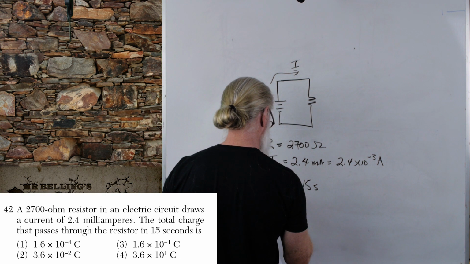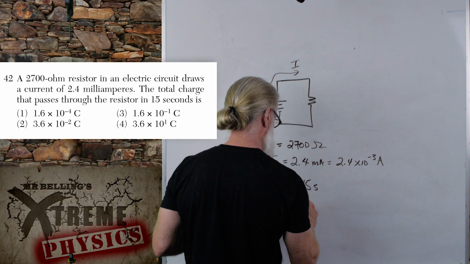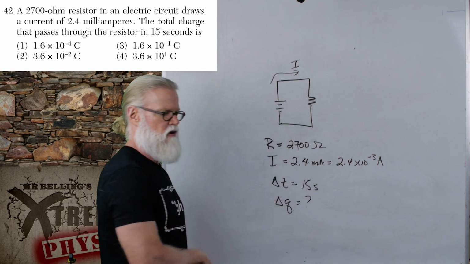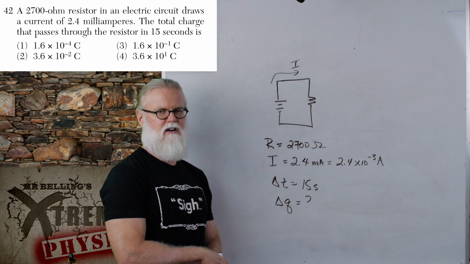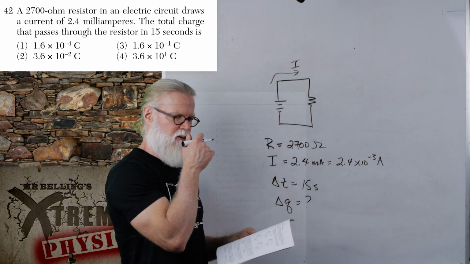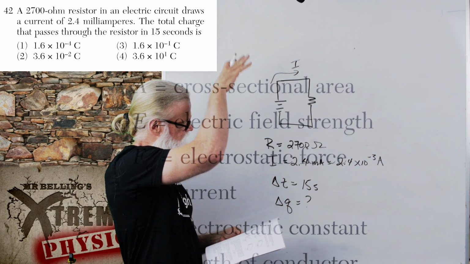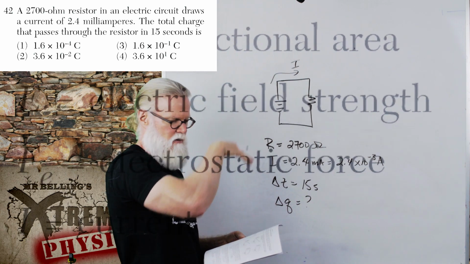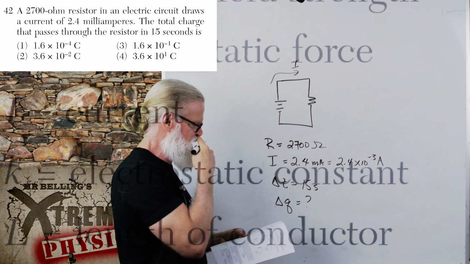What's the total charge that passes by? They use a delta in there for passing by. Delta Q. So we need to know Q is our charge. Keep in mind on your Regents reference table, they have all the symbols there. If you forget what charge is, look it up.